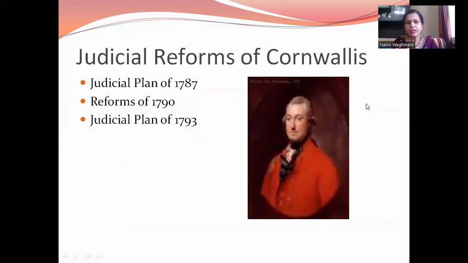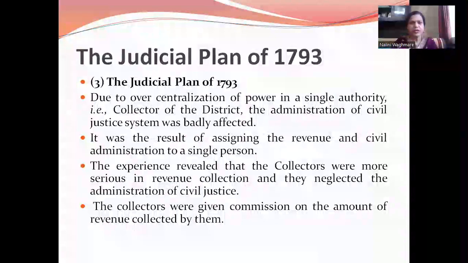So, under the judicial reforms, Cornwallis reformed the judiciary system in India. He introduced so many reforms, but today I am going to focus on the Judicial Plan of 1793. Before that there was also the Judicial Plan of 1787, the reforms of 1790, and later the Judicial Plan of 1793. But today we only focus on one reform, that is 1793.